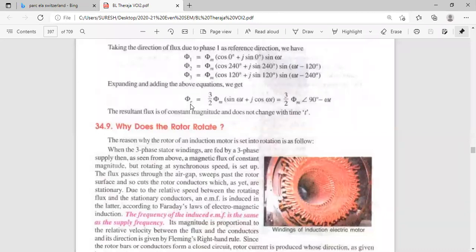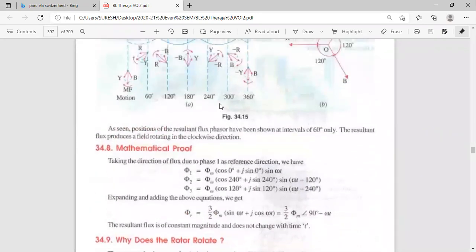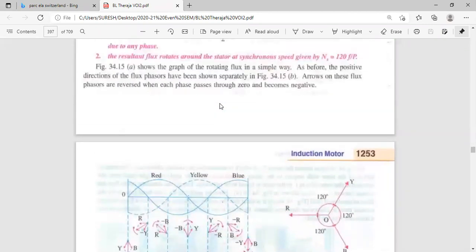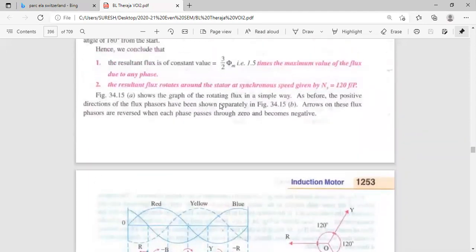What is the resultant flux in a three-phase induction motor? You have to write 3 by 2 phi m. What do you mean by phi m? Phi m is the maximum magnetic flux. See here, the resultant flux is a constant value, phi r, equal to 3 by 2 of phi m. 3 by 2 means 1.5 times. 3 by 2 phi m is 1.5 times the maximum value of the flux due to any phase. We have 3 phases, so 3 by 2 of maximum flux.